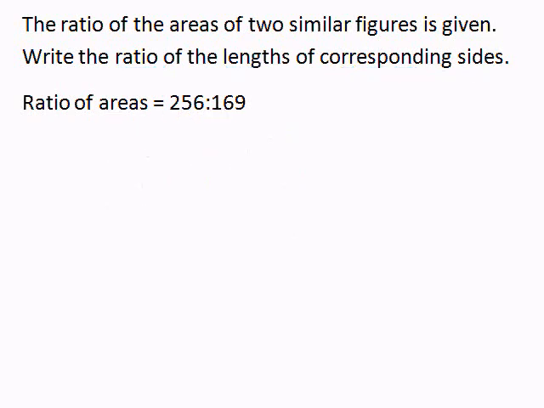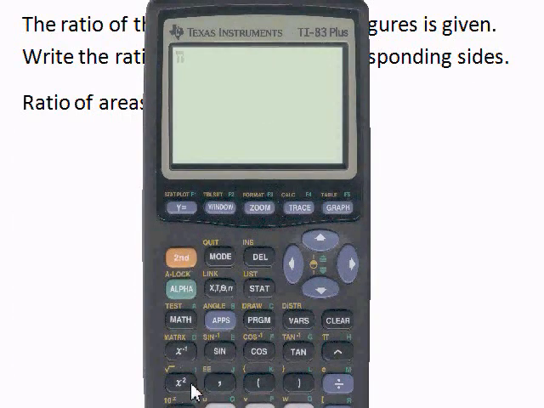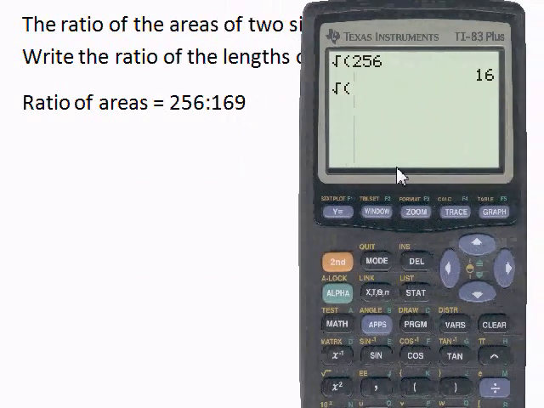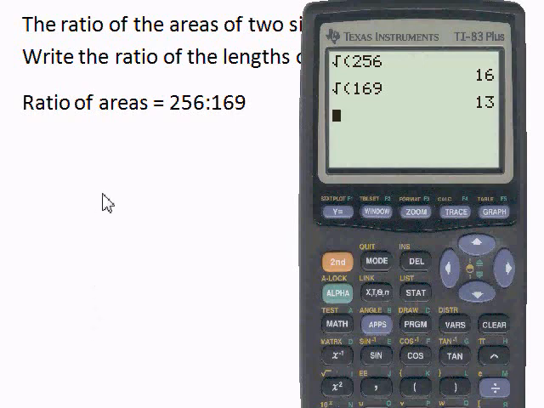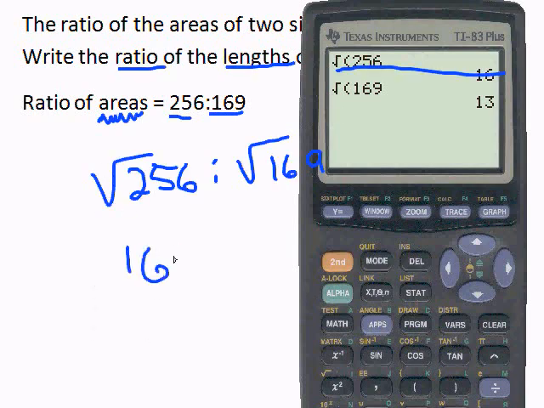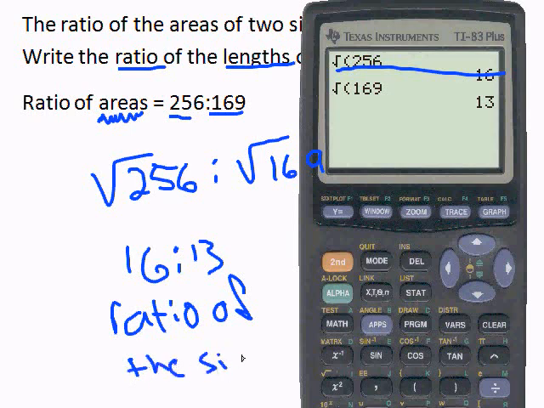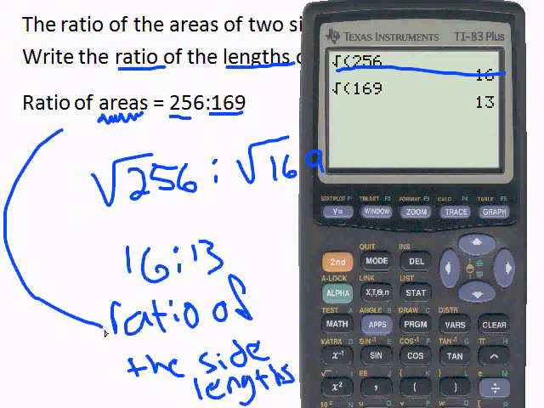So you can take your calculator and go second x squared 256 and second x squared 169. And you should be able to get your fraction of 16 to 13 is the ratio of the side lengths. Again, we were given the ratio of the areas, and we had to go to the side lengths, so we took the square root instead of squaring them.